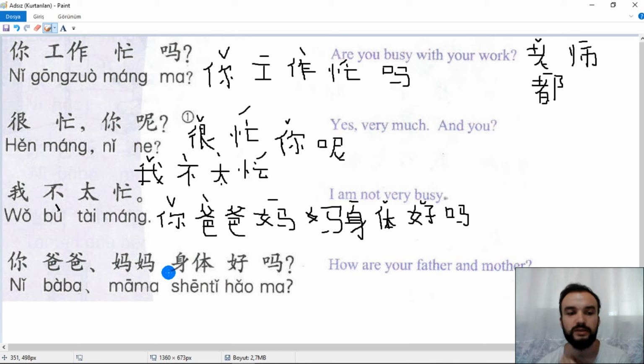And if you want to ask, 你爸爸妈妈身体好吗? It means, how are your mother and father's health?